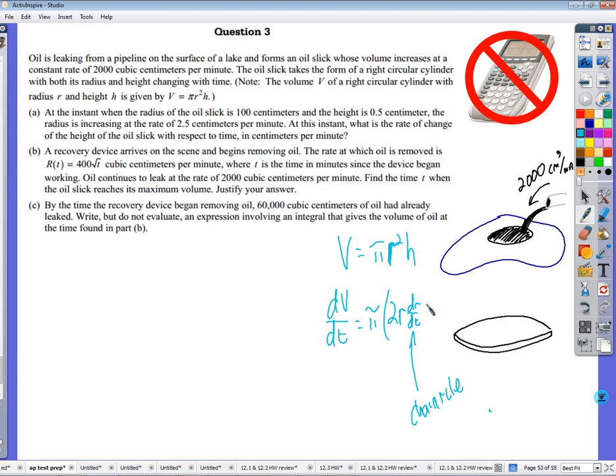What's next in the product rule? Times h. Okay, then we move on. Plus r squared. Don't take the derivative of that. Now we take the derivative of h with respect to time. dh dt. And we're done.